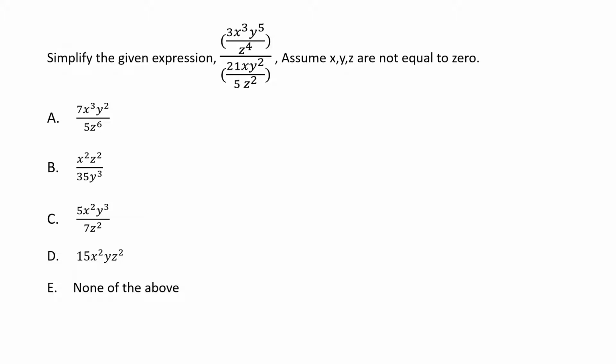So we have to simplify the given expression, assuming x, y and z are not equal to 0. Okay, so we see the expression here, which is two fractions being divided. We know that dividing by a fraction is nothing but multiplying by its reciprocal. So the numerator remains as it is, this fraction remains as it is, and the denominator gets reversed. 5z square goes into the numerator and 21xy square comes down to the denominator.